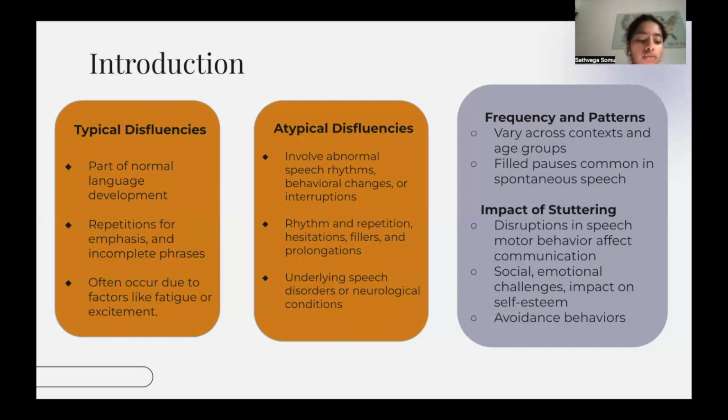For instance, filled pauses are more prevalent in spontaneous, unscripted speech, while repetitions and revisions are more common in speech that requires a lot more thinking and planning.